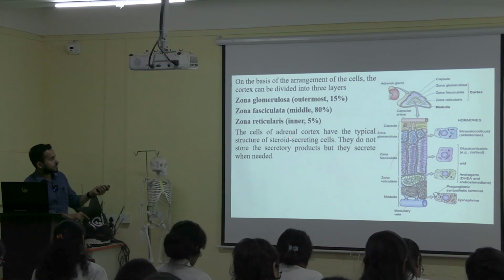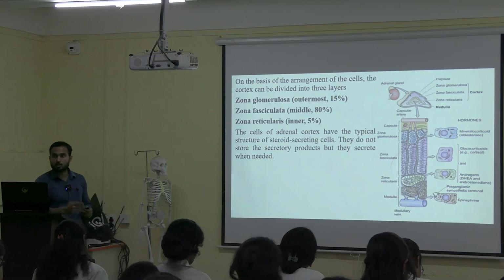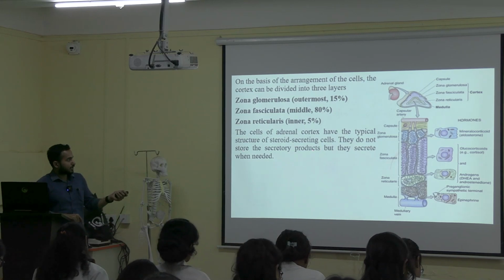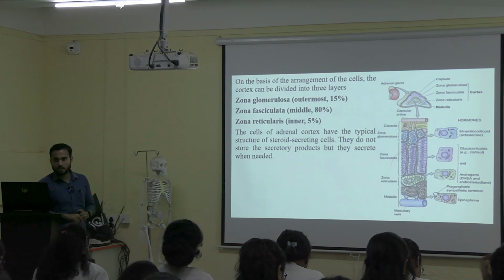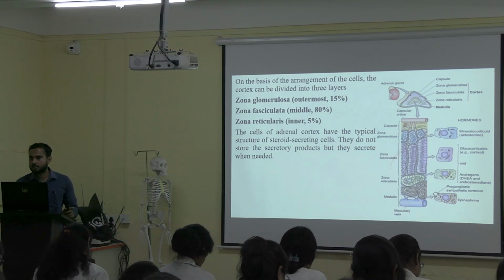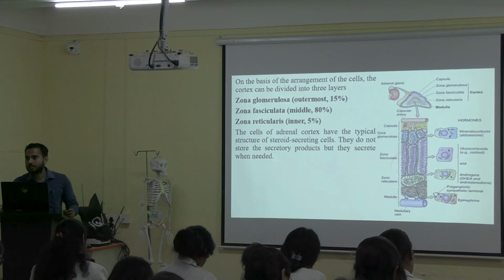Now, the cells of the adrenal cortex have the typical structure of steroid secreting cells. Different types of steroid hormones are secreted by these particular cells. They do not store the secretory product, but secrete whenever it is required. Means the cell will not store anything. Whenever it is required, it will directly secrete into the blood. That is the speciality of the cells present in the cortex of the suprarenal gland.